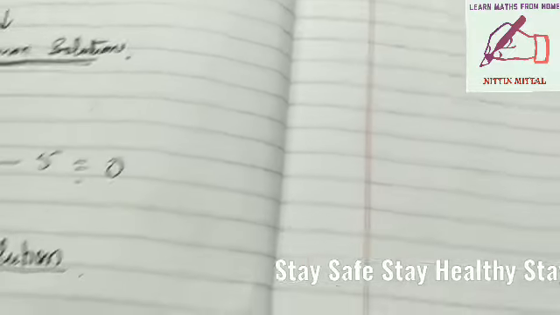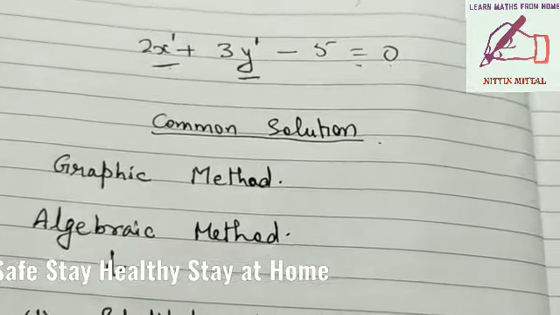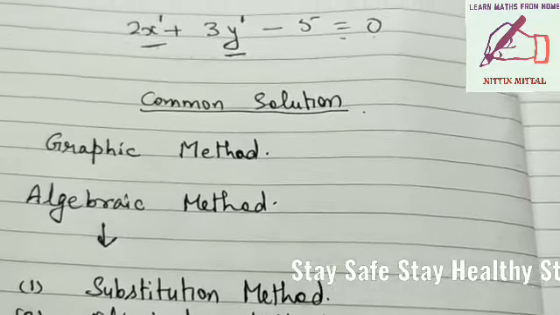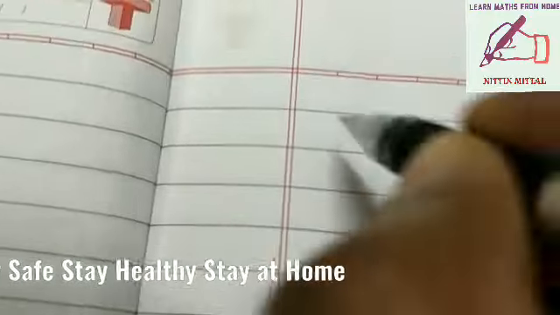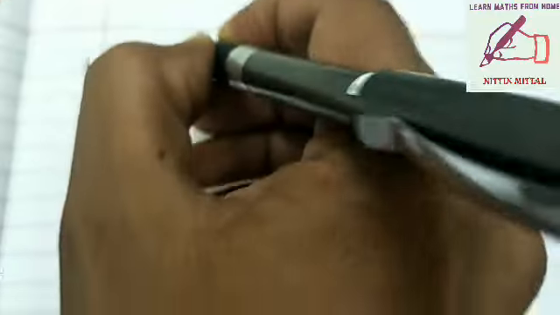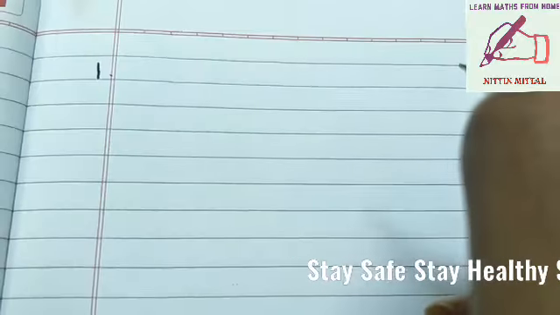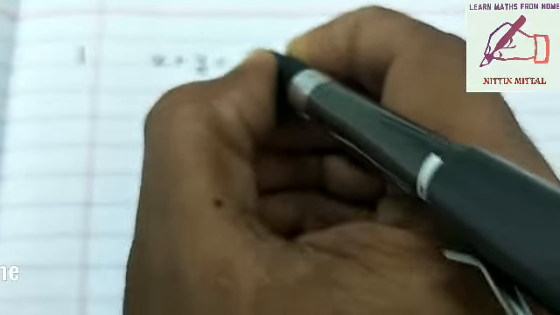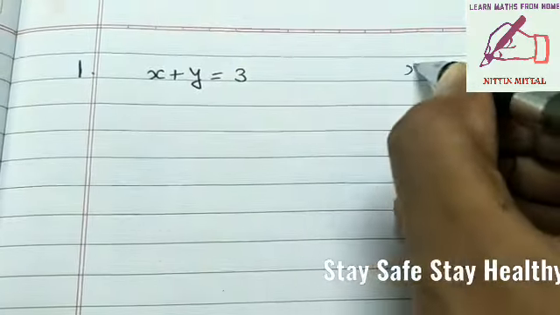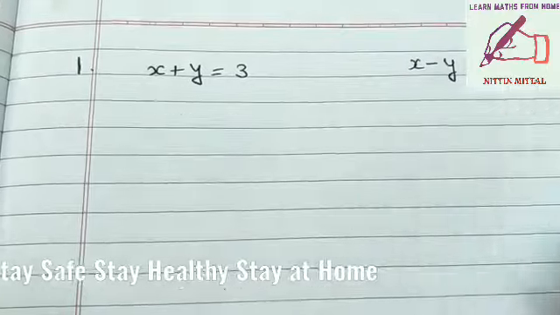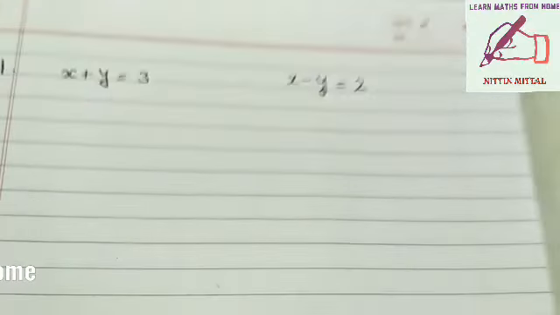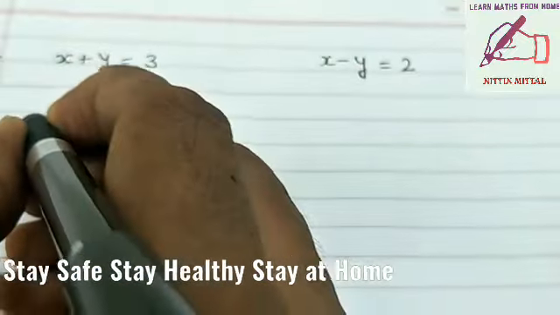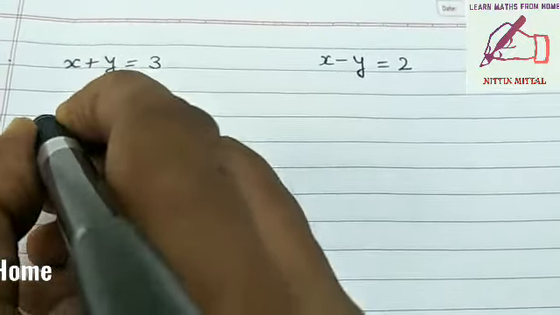So first of all, let me discuss graphic method, because graph you have already done in class 9. You are familiar with this method. So for this, let me take one example. We will be taking one question, two equations, say x plus y equal to 3 and x minus y equal to 2. I have taken very simple equations, so it will be easy for you to understand.